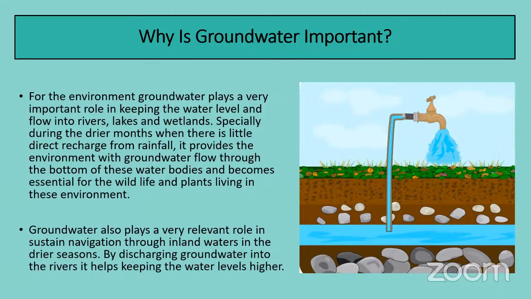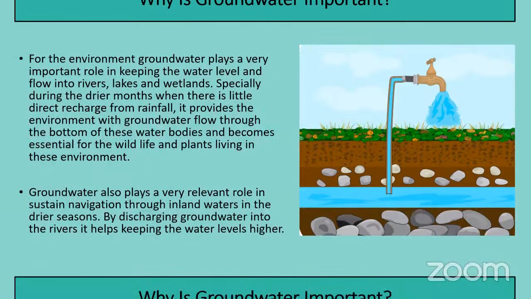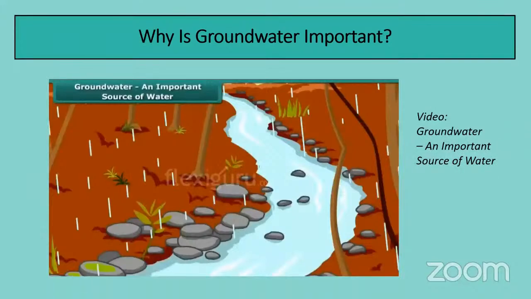Groundwater plays a very key role in sustaining navigation through inland waters, that's through rivers and lakes and other water bodies, especially in the drier seasons when there is drought. By discharging groundwater into rivers, it helps to keep the water levels higher. So the more groundwater is being replenished, the greater the chances we have of surviving drought and even having access to water itself. Now, why is groundwater so important?